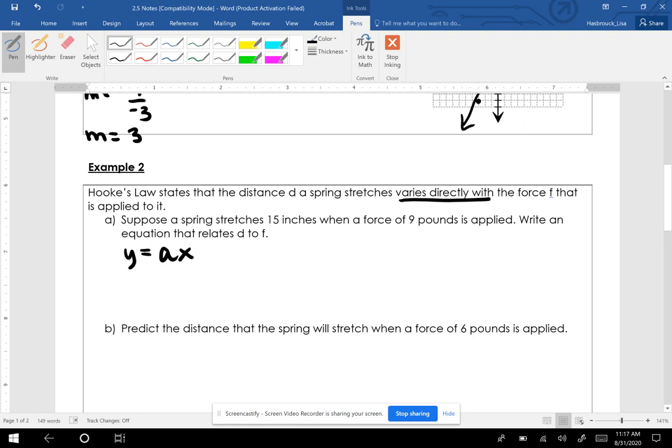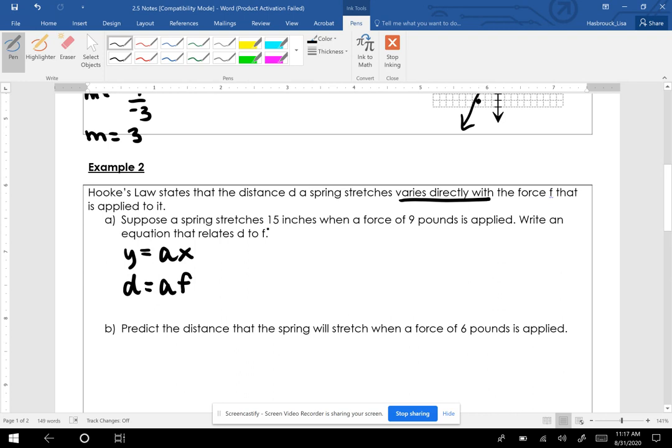So, in this case, the distance varies depending upon the force, okay? So our distance depends on the force, which means the distance is our y, so I'm going to replace y with d, equals a times f. So d equals a times f is our equation.